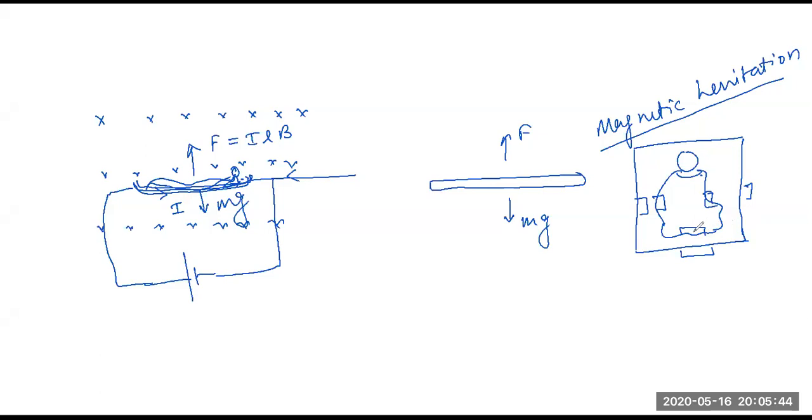Now, if this is the north pole of the magnet and this is also the north pole of the magnet, although you'll have south poles also, what will happen? This will repel. Similarly, if these two have the same polarity, this will also repel and this will also repel. So this thing will float. This is an example of magnetic levitation.